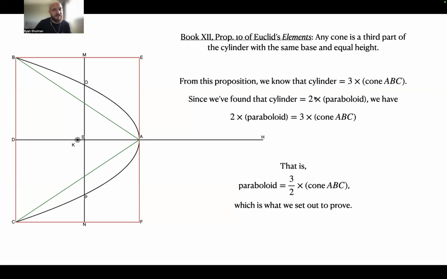And since we previously found that the cylinder is also 2 times the paraboloid, just setting these two equations equal to each other, we have that 2 times the paraboloid is equal to 3 times the cone. So just divide through by 2, and we have that the paraboloid is equal to 3/2 of the cone ABC, or 1.5. So the paraboloid is 1.5 times the cone ABC that is contained inside of it, which is what we set out to prove to begin with.